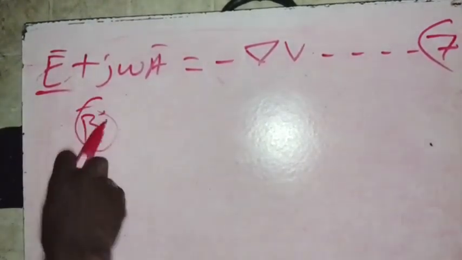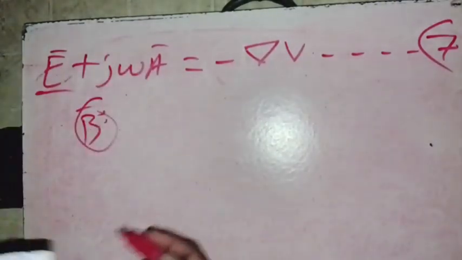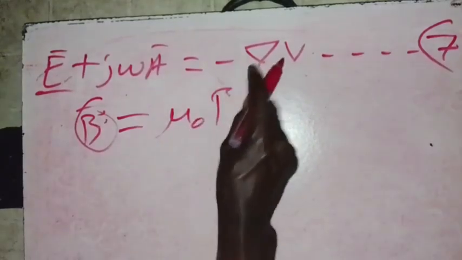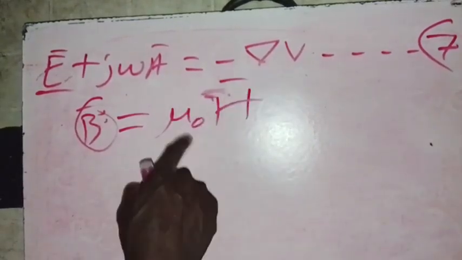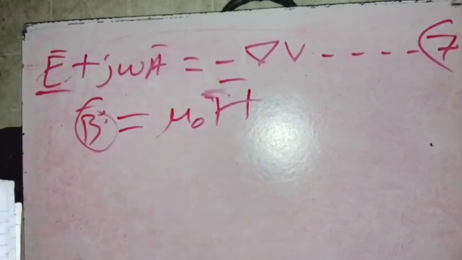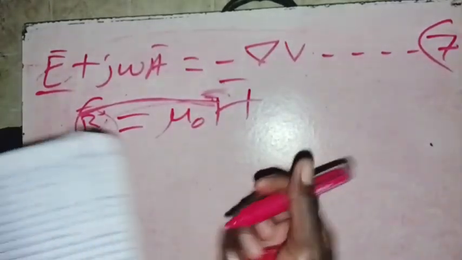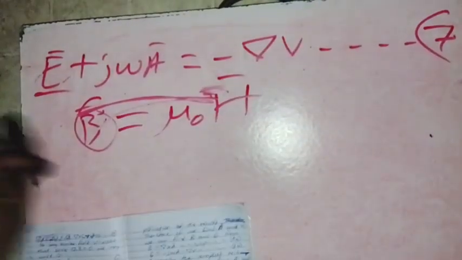Of course, this is magnetic flux density, but it has to do with magnetic field because it is equal to permeability multiplied by magnetic field intensity. So they're related.